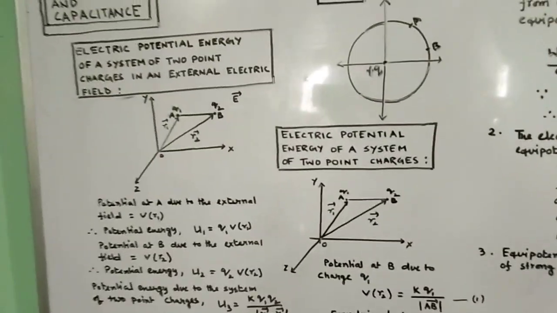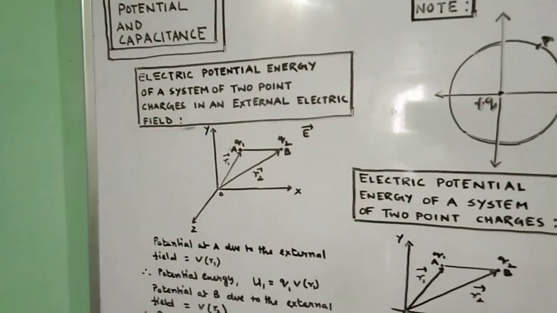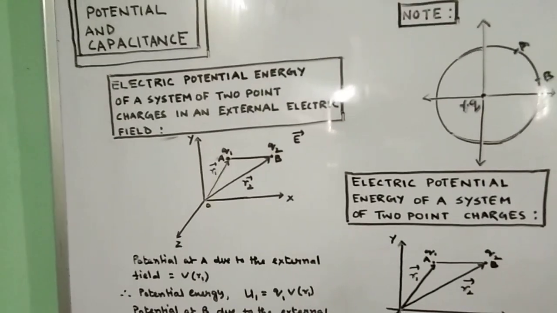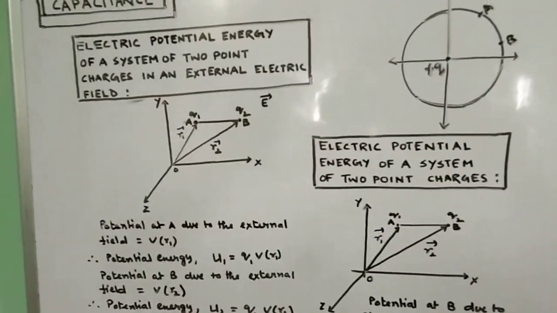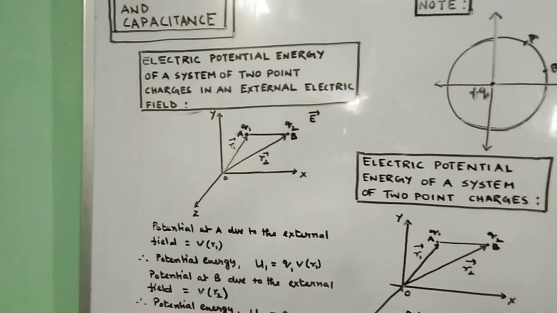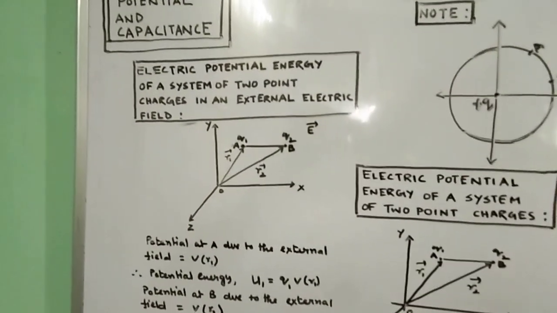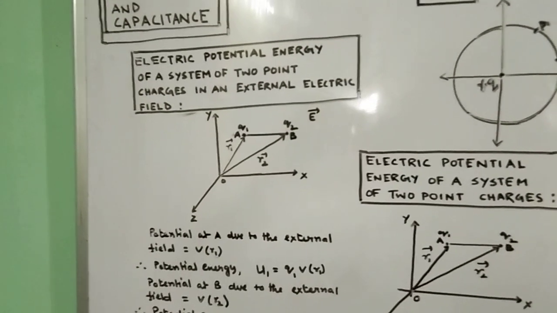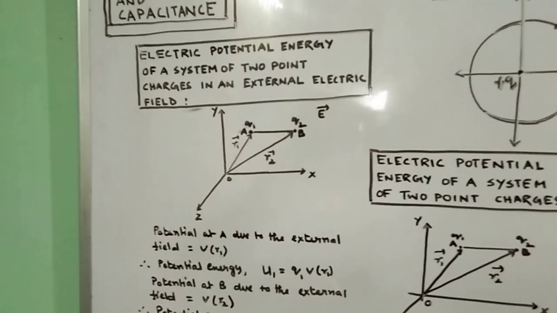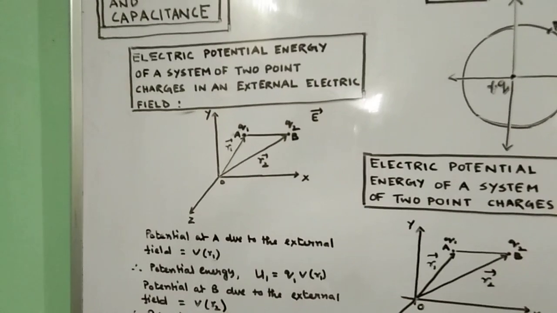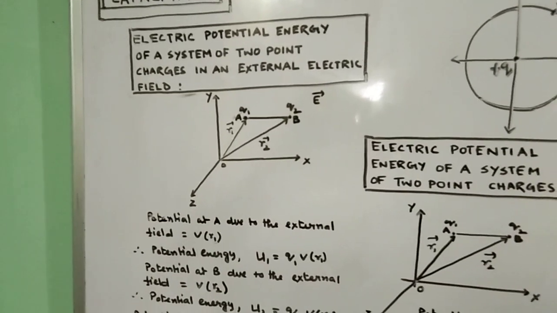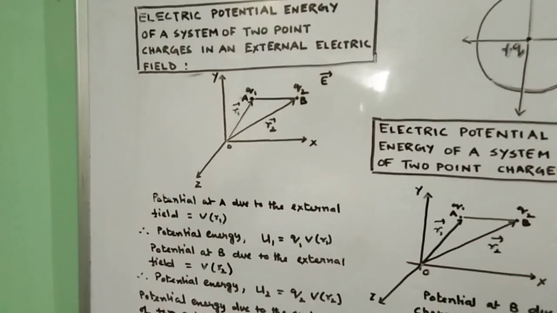Now let me go for this topic, electric potential energy of a system of 2-point charges in an external field. In the previous topic there is no external field, but in this case 2 charges with an external field are there. So here also it is the same way, as there is an external field, so already there is a potential at A and potential at B. So potential at A due to the external field, V(r1), we have given.